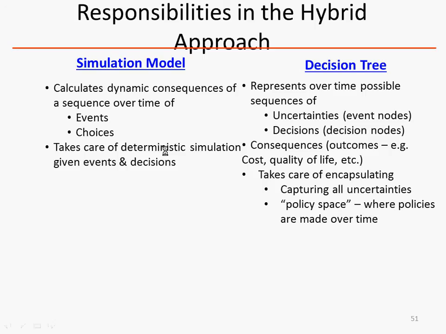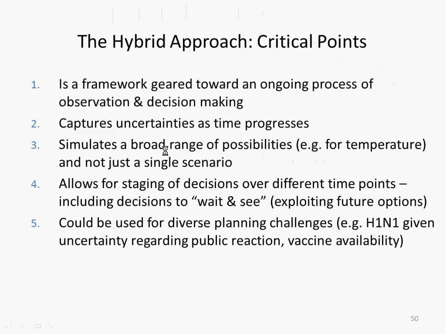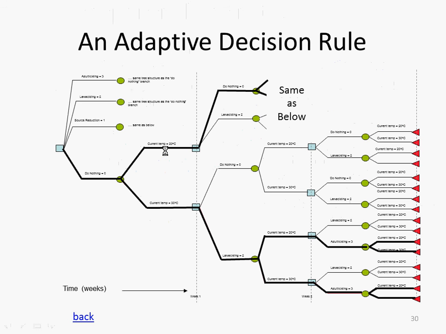Now, the decision tree, by contrast, represents over time uncertainties, represents decisions, and represents consequences. The normal things represent a decision tree: decision nodes, event nodes, and terminal nodes. Not respectively, I flipped the order. So the decision tree takes care of encapsulating all the uncertainties, the policy space, the set of possible choices you can make, a set of possible eventualities. And a simulation model's job in life is to simulate particular scenarios. Does that make sense?